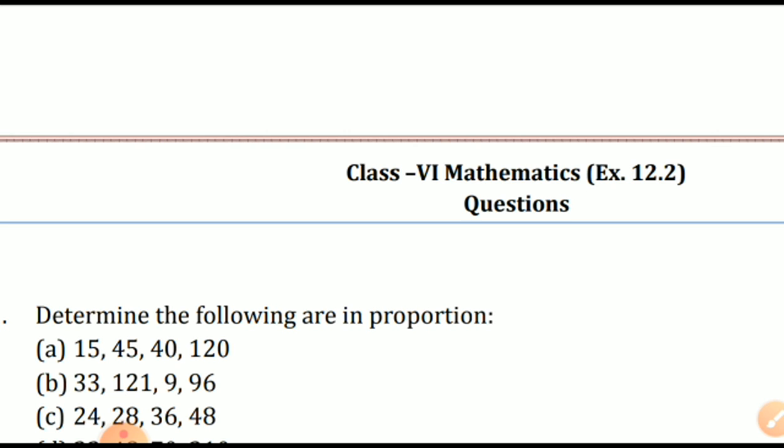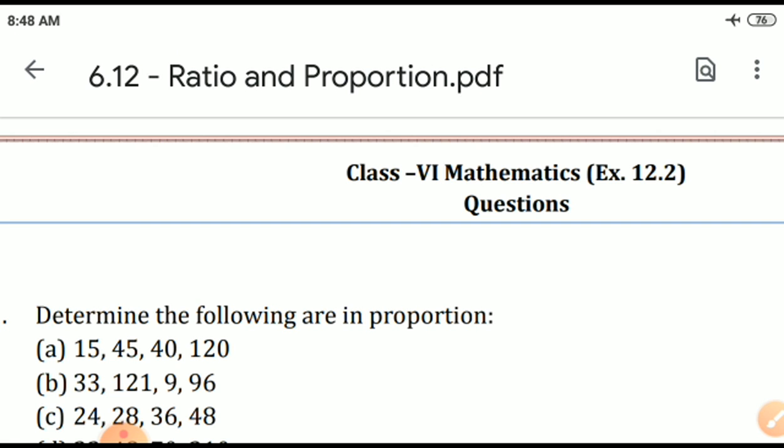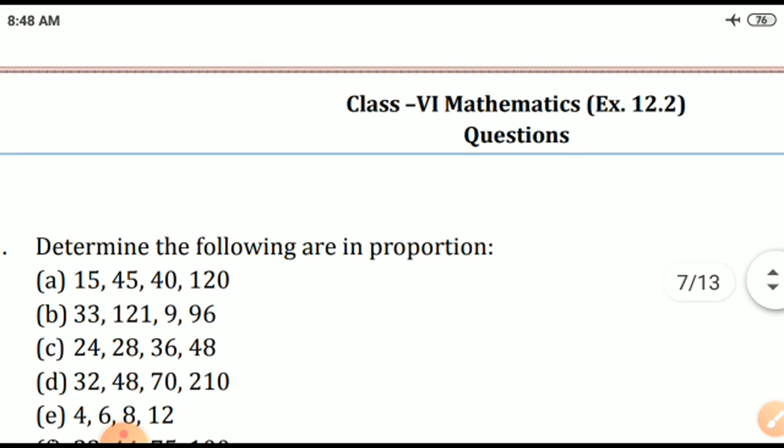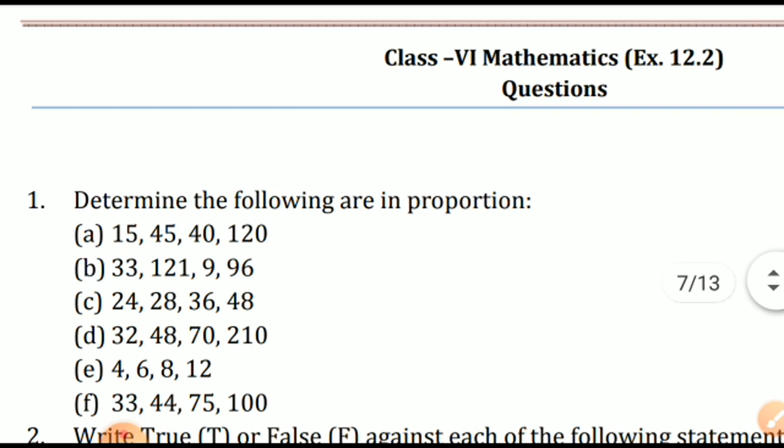My dear students, in these lessons we are going to see the ratios and proportions of lesson number 12, standard 6 mathematics, exercise number 12.2. Here is question number 1. Determine whether the following are in proportion or not. Students, there are six questions, A to F, and each question has 4 numbers. A ratio has 2 numbers and a proportion has 4 numbers. We have to check whether these 4 numbers are in proportion or not.